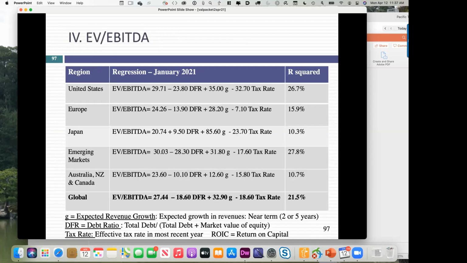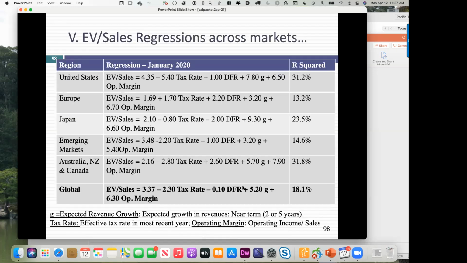Then I did EV to EBITDA. Again, most widely used multiple in the world. Why not try it? And I use debt ratio growth, and I had to use tax rate. Remember we talked about why tax rates still matter. EBITDA is a pre-tax number. I had to see what the tax rate did. And with EV to sales, the margin kicks in.